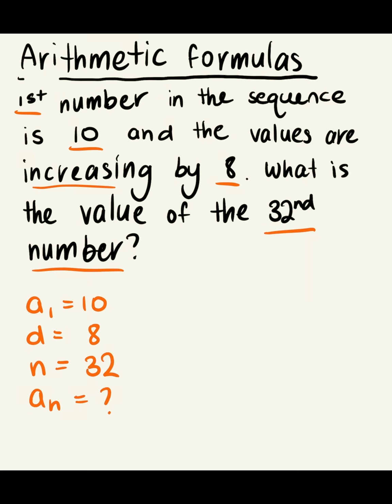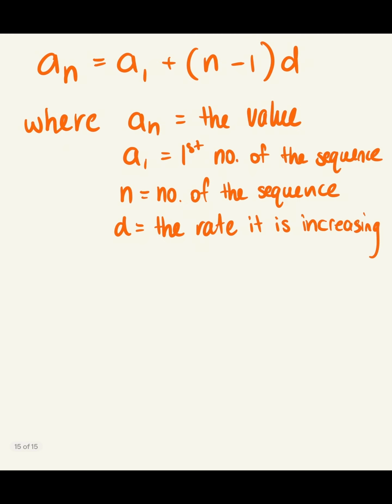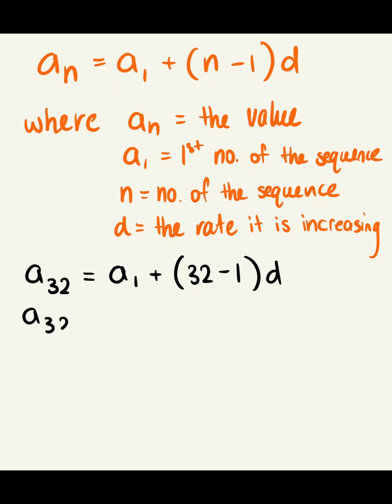So now we plug this all into our equation. So A32 is going to equal A1 + (32 - 1) multiplied by our d factor. And in this case, we don't know what A32 is, so that's what we're trying to solve. But we do know that A1 was equal to 10. So that's going to be 10 + (32 - 1), which is going to give us 31. And then we're multiplying by a factor of 8 because that's what it was increasing by.